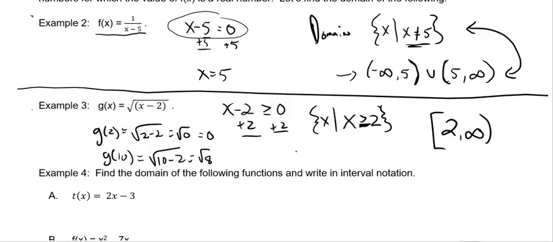Right? If I plug in 1, I'm going to have a problem. 1's not in my domain. This is my domain. 1 is not in my domain. Give it a test. 1 minus 2, that's the square root of negative 1. That's a problem. That's not a real number.